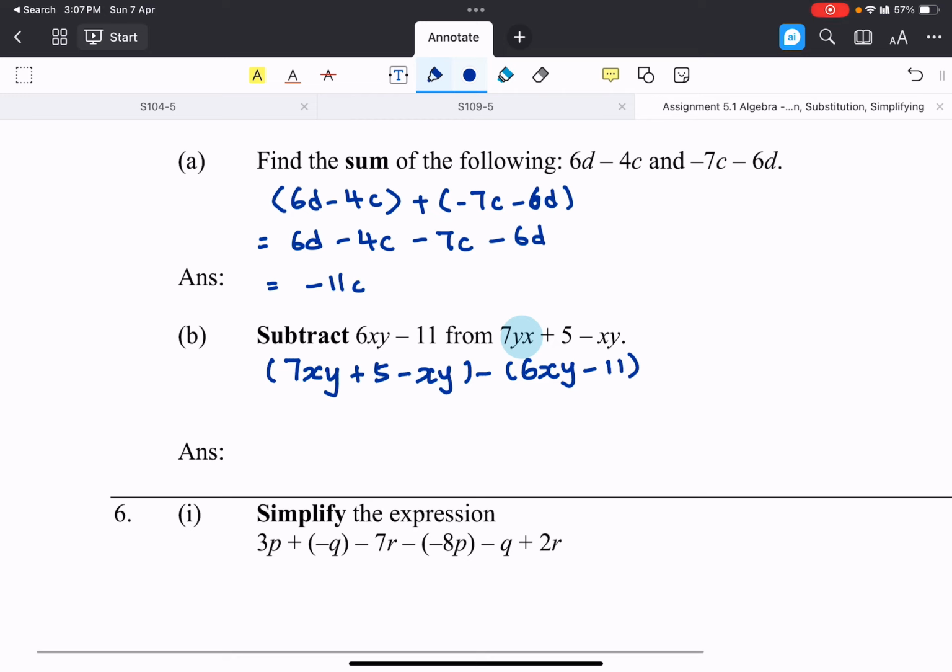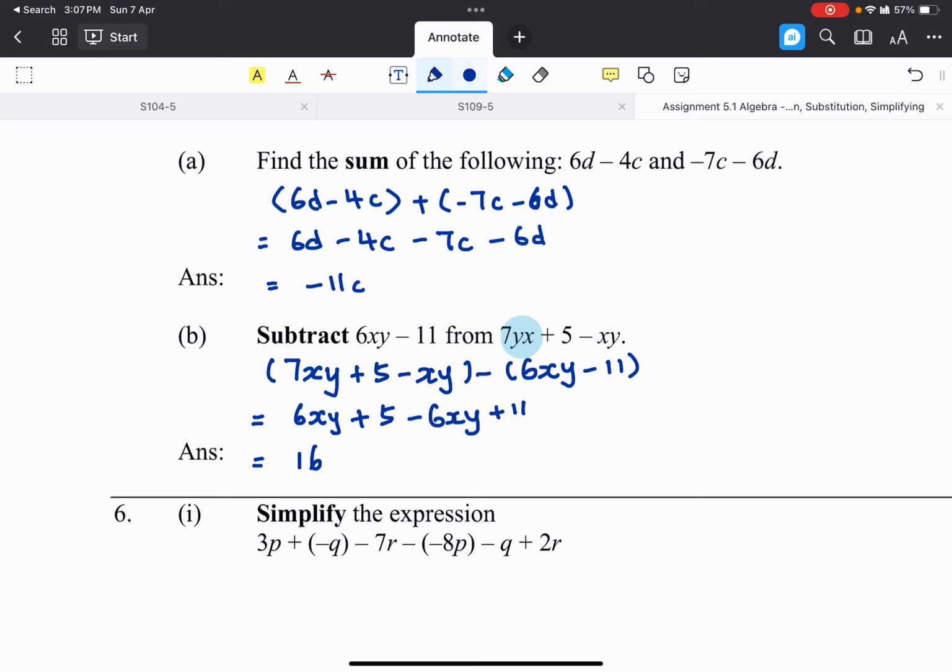Simplifying this, we have 7xy minus xy gives us 6xy plus 5 minus 6xy. Now take note, we minus negative 11. So minus negative 11 is actually plus 11. So this will result in the 6xy minus 6xy, there's no more. 5 plus 11, 16.